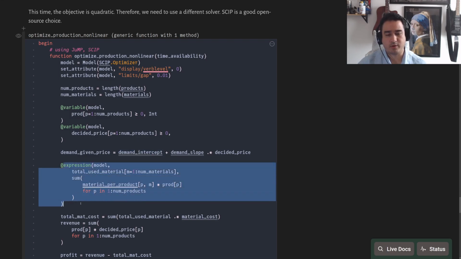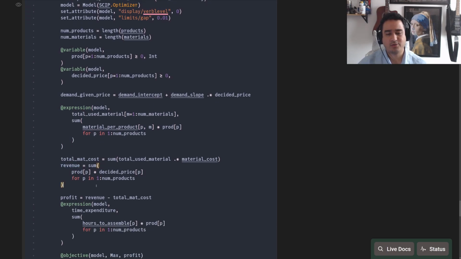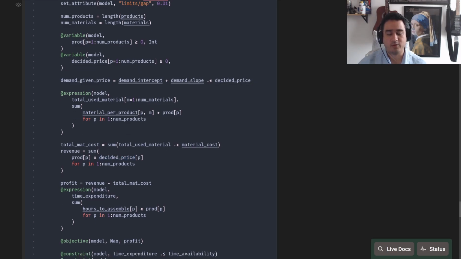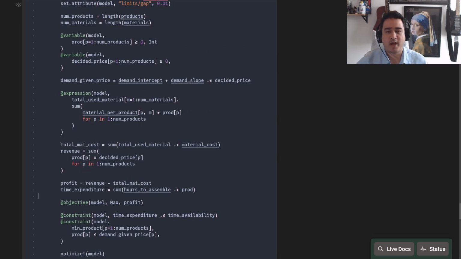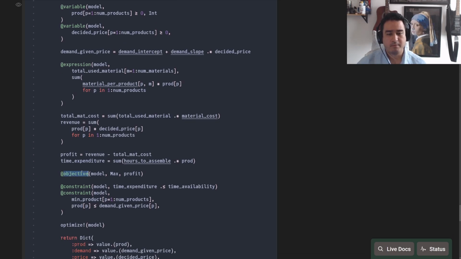The total used material has not changed, the total material cost has not changed, and the revenue has changed to be the production times the decided price, not the selling price anymore. The profit is revenue minus the total material cost. And the time expenditure, which I just edited, is the sum of hours assembled times the production, which is the same as before. Maximize the profit. Extra constraint, the expenditure must be less than the time available. And you have a new constraint, which is the production is limited by the demand.